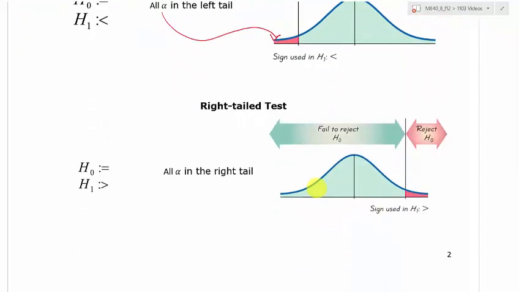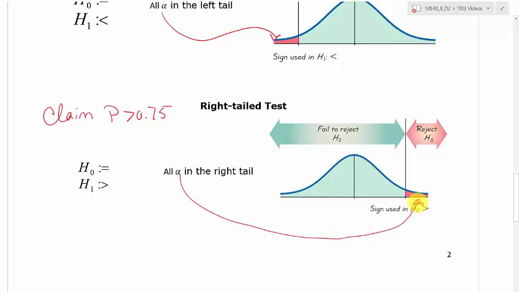You could also have a right-tailed test if our claim was that p was greater than 0.75. Then we would have a right-tailed test. And again, all of alpha is in this area over here, and this works the same way. So this value right here is your critical value. If your test statistic falls in the red zone, you reject the null. If it's in the green zone, you fail to reject the null.